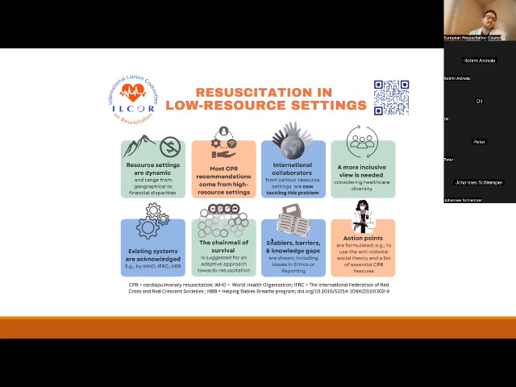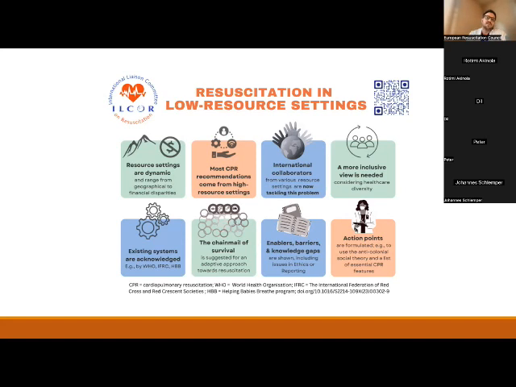Then we have suggested the chain mail of survival, not instead of the chain of survival that you all may know, but as an addition to the chain of survival. The chain mail, I will talk about this in a moment, is one of those steps we try to take to have a more inclusive view of this in the future, but more about this in a second.